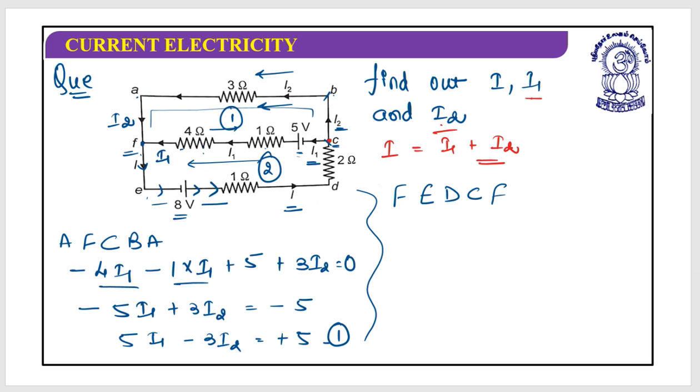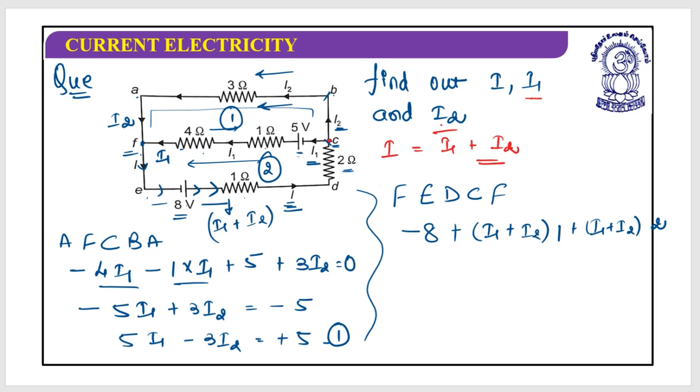So from F to E, nothing to be written. Next it's a minus of 8 volt. Then it's a 1 ohm, but here total current I is flowing, and when I say I, I mean I1 plus I2 is flowing. So plus (I1 plus I2) multiplied by 1. Then here it's a 2 ohm, again (I1 plus I2) multiplied by 2.